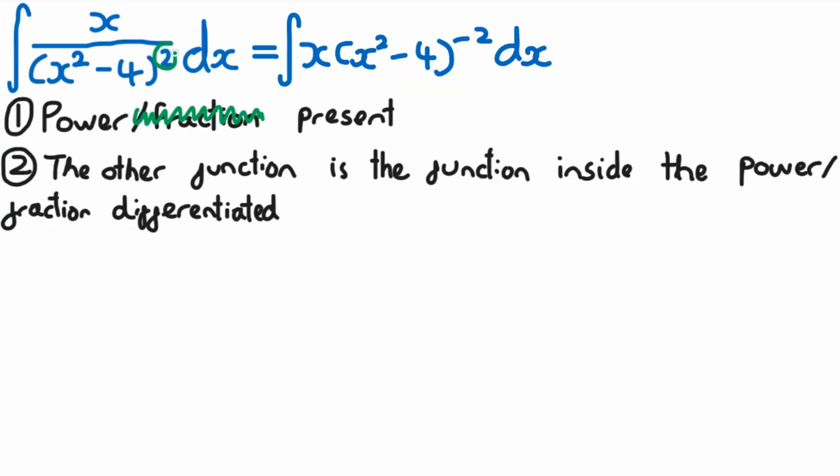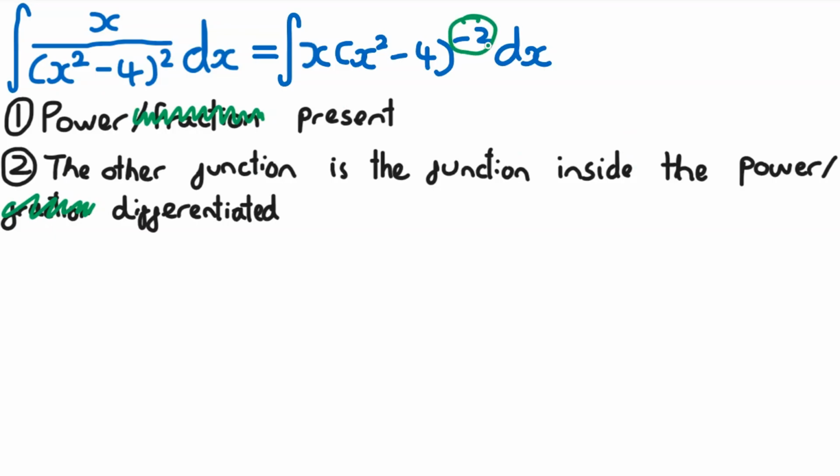Remember your indices law, if you have a power of 2 in the denominator, you can rewrite it as the power of minus 2, and we're going to treat this as a power instead and do it like that. If you do it using the natural log way as a fraction, it won't work. And for the second clue, we need to consider the function inside the power differentiated.